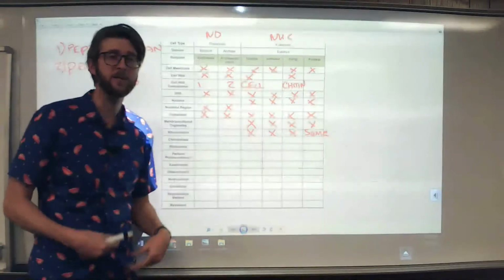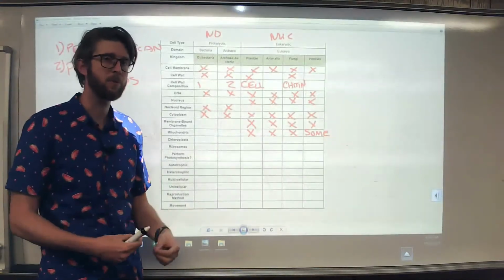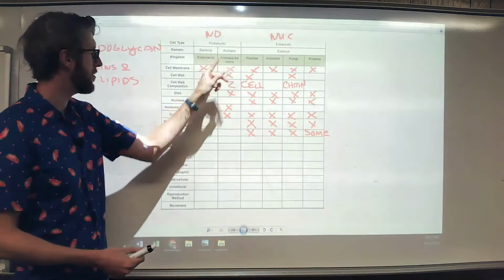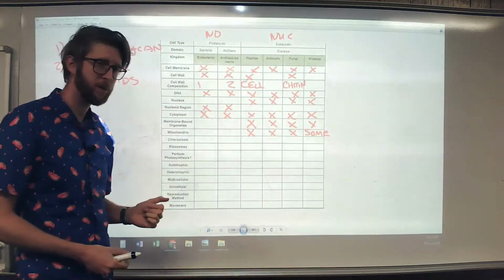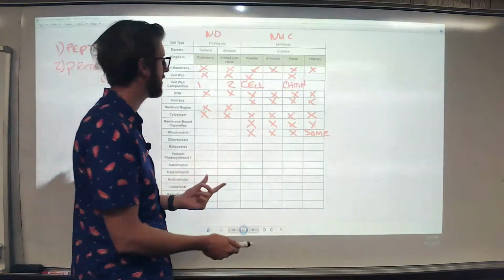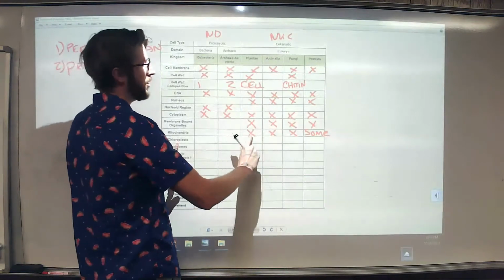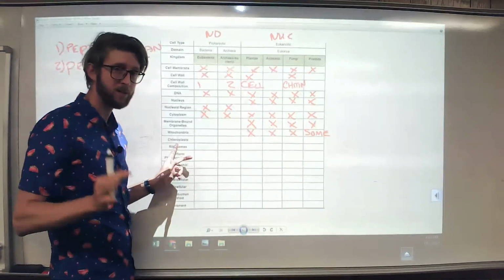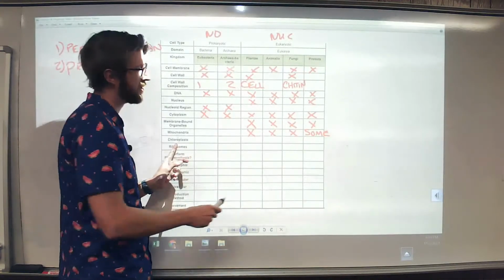Chloroplasts. Chloroplasts, again, are another membrane-bound organelle. Prokaryotes, neither one of them have membrane-bound organelles. So just like mitochondria, they will not have chloroplasts either. So not all eukaryotes, though, have chloroplasts. Remember, chloroplasts is where photosynthesis happens.